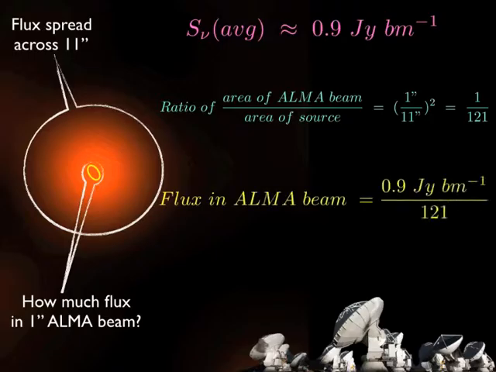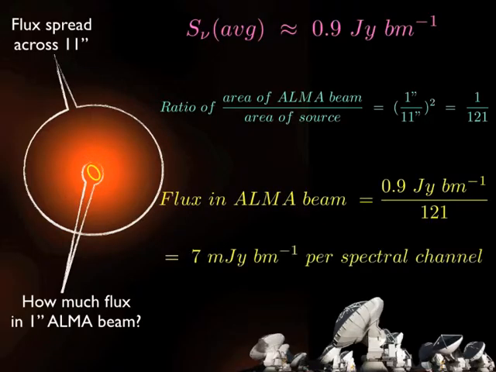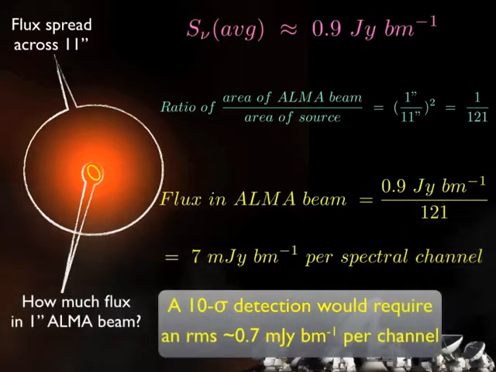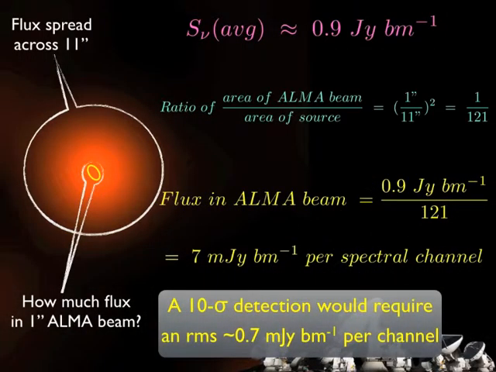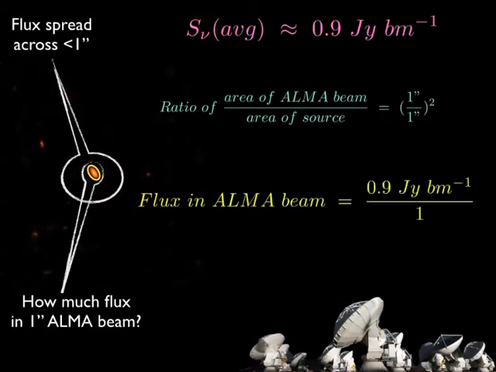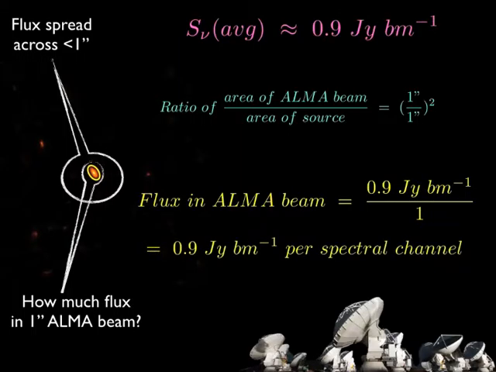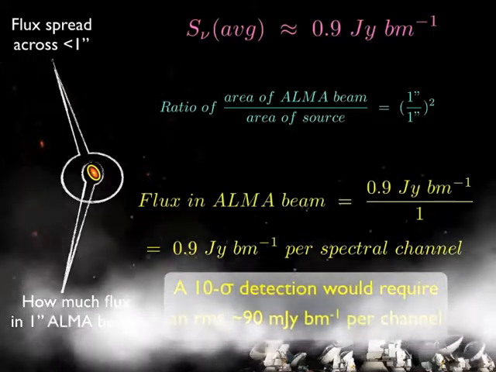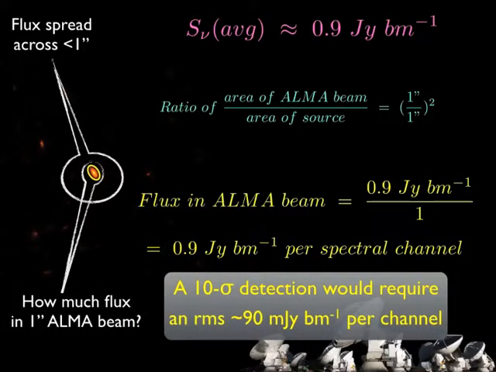In this case, the expected flux density would be about 7 millijanskys per beam. A 10 sigma detection per spectral channel would require a sensitivity of 0.7 millijanskys per beam. Conversely, if the source were only 1 arcsecond or smaller in size, the expected flux density would be the full 0.9 Janskys per beam. A 10 sigma detection of line emission per channel would require a sensitivity of 90 millijanskys per beam.